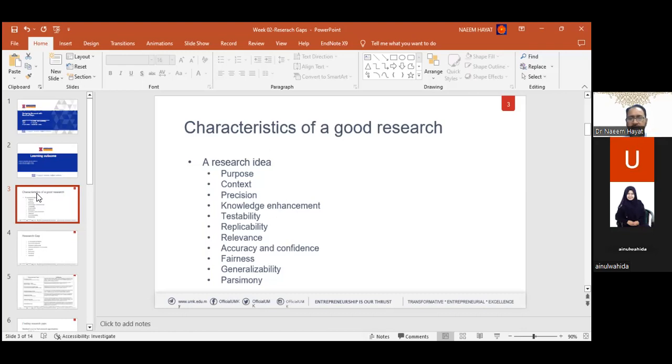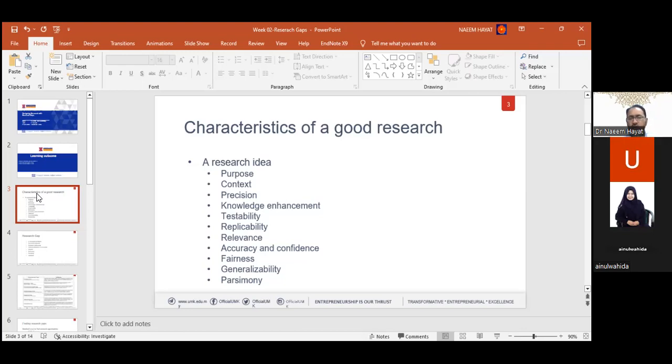Then the context. Certainly when we are doing a research, it must have a context. Context means geographical, empirical, or in the literature. So it has a context that we need to document and narrate so that people can understand what the context of the research is. So purpose and context are the two characteristics that a good research must carry.